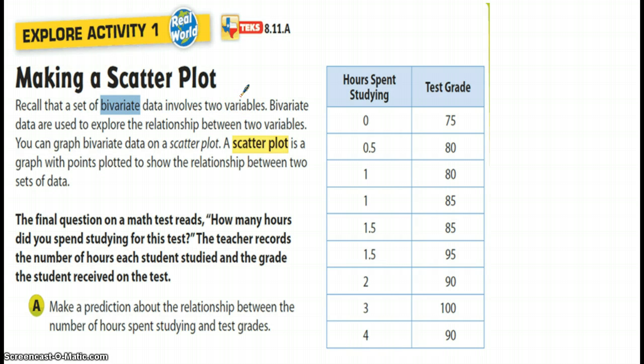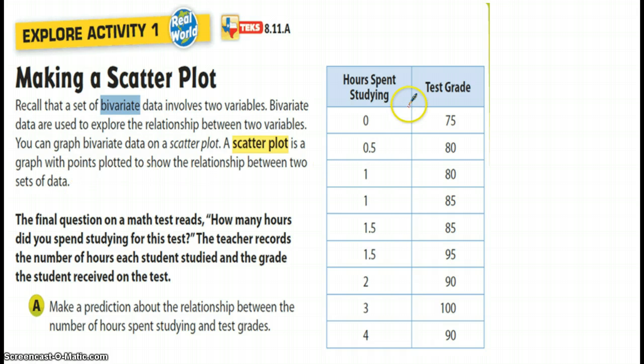Now, if you can recall from a previous lesson, we talked about bivariate data, and it involves two variables. If we look at the chart to the right, we see the two different variables: hours spent studying and test grade. Bivariate data are used to explore the relationship between two different variables. You can graph bivariate data on a scatter plot. And a scatter plot is a graph with points plotted to show the relationship between two sets of data.